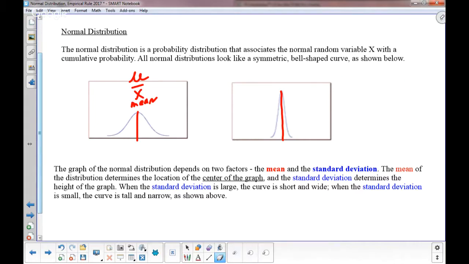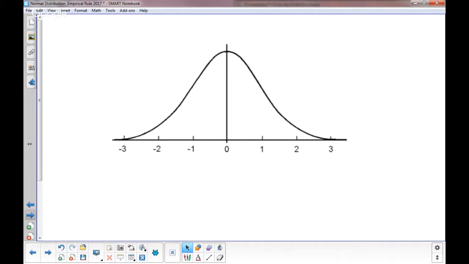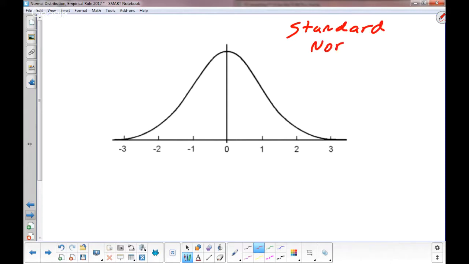So let's just be able to read normal distributions. Do not worry too much about copying all this down, but you do just need that bottom part. Now, here's a standard normal. This is a standard normal curve. This is what we call a standard normal curve. All right. And the reason it's called standard normal is because the mean is 0.